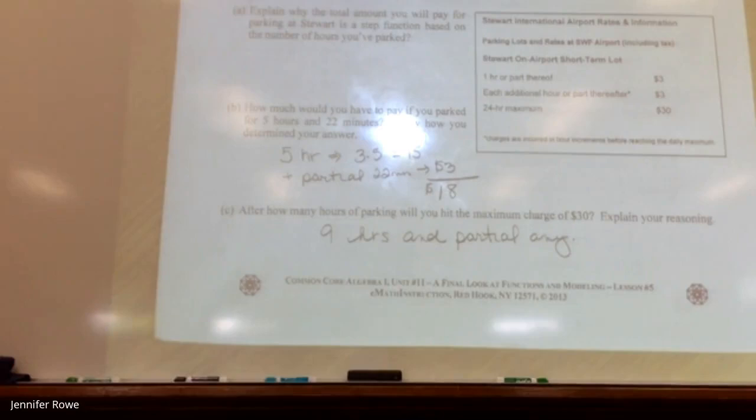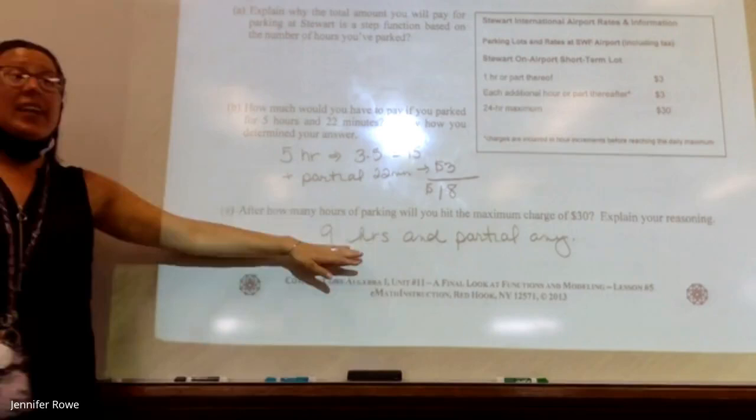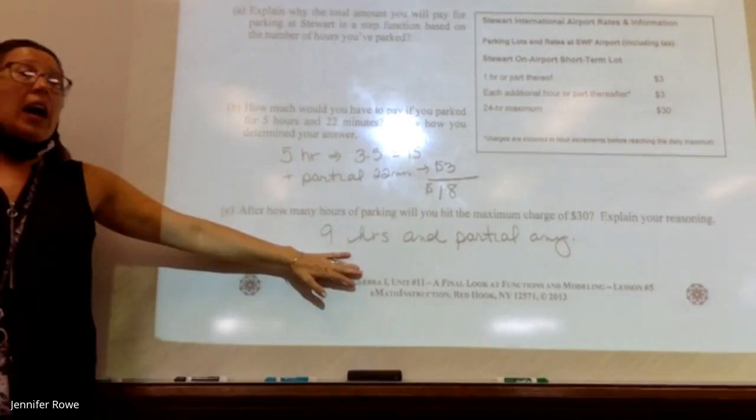Your maximum is $30. More than that. Right. But after you get 10 hours, after I hit 9 hours in anything, I might as well be there for 24 hours. So I'll reach it at 9 hours. Anything from 9 hours on, it really doesn't matter, does it? If I'm hungry, I'm going to go get something from the restaurant because it's going to cost me the same amount.